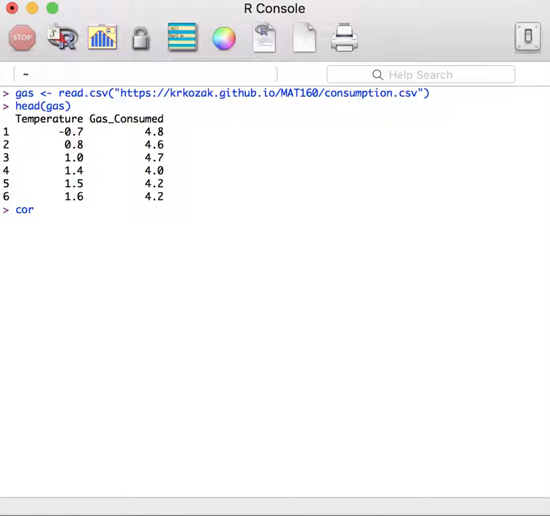The correlation is just cor. That's the command in R, and then you just type in your variables. So we have our data set gas, and our variable temperature, and then gas, and our variable gas consumed. It doesn't matter which order you put these in, because the correlation doesn't actually care which one's independent and dependent, but I always like to put the independent first and then the dependent. You hit enter, and there's your answer.